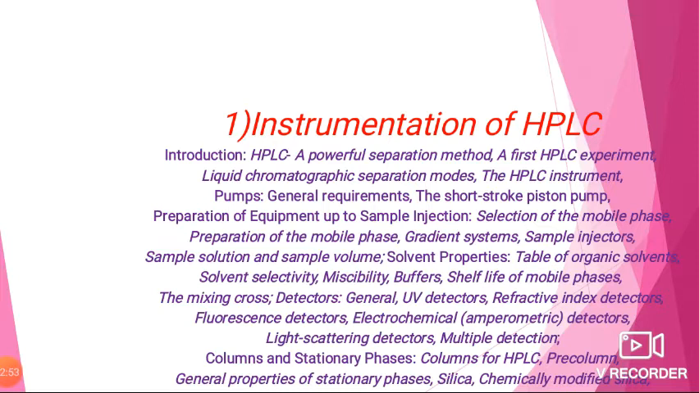In the next part, there are some columns and stationary phases. So there is the column for the HPLC technique, also the pre column in HPLC, and some general properties of the stationary phase. Which stationary phases are used in HPLC, we just see in that chapter. One of the most important stationary phases is silica or silica coated material used in HPLC. This is our first chapter.